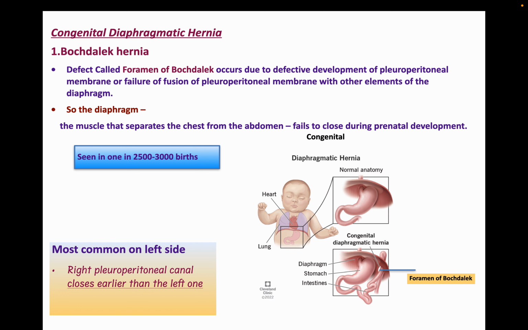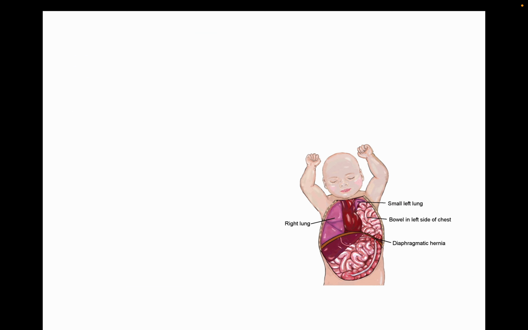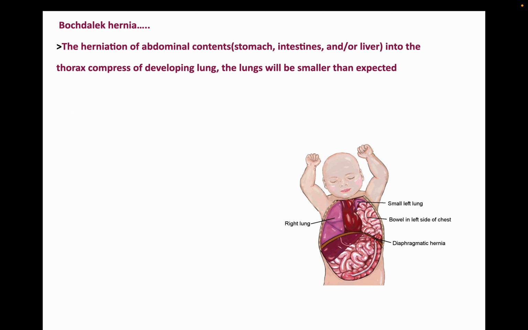You can see here, this is the foramen of Bochdalek, from where the hernia can occur. In this diagram you can see here. Now coming to the next, that is the herniation of the abdominal content, because it is more common on the left side, as I have told you.